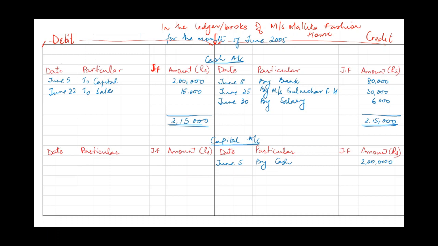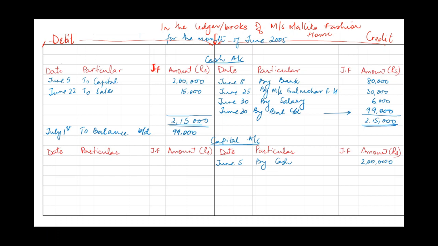Right? So let me just check once again. 2,15,000 minus 80,000 minus 30,000 minus 6,000. So 99 is the balance. So 99,000 on June 30th is by balance carried down. Okay, so balance brought down will be here when? On July 1st. My cash book will start with to balance brought down 99,000. In this manner I will tally each of my account.